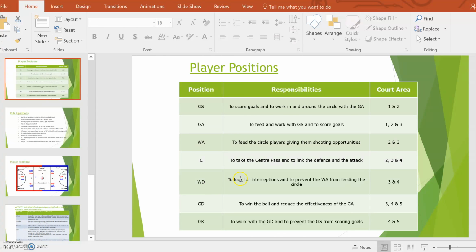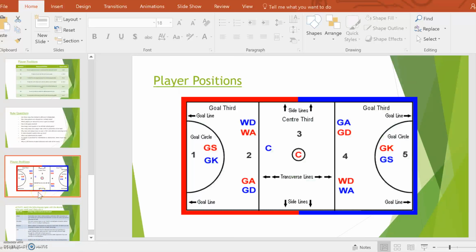Next we have wing defense. So wing defense needs to look for interceptions and to prevent the wing attack from the opposing team from feeding into the circle. And they can go into court areas 3 and 4. So wing defense 3 and 4.